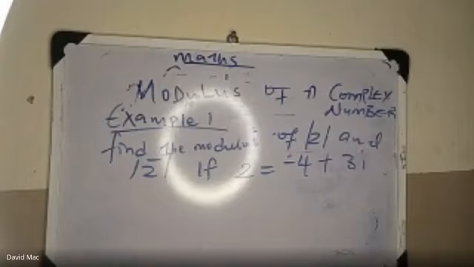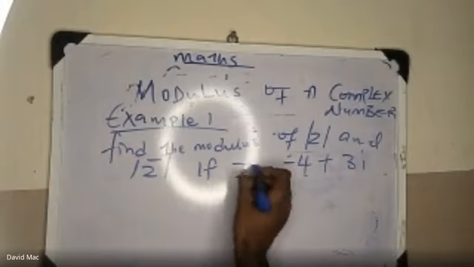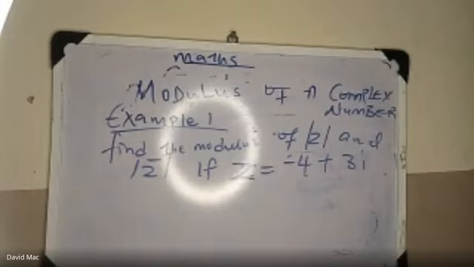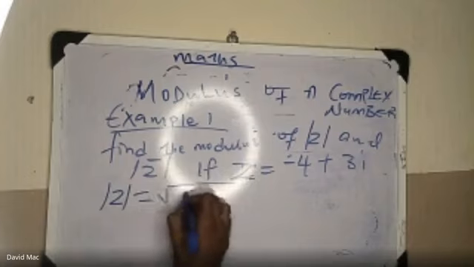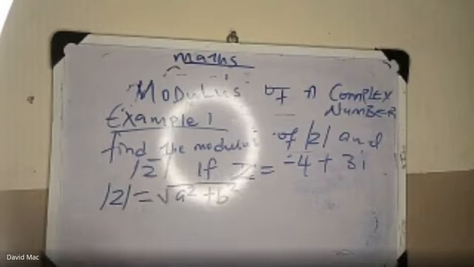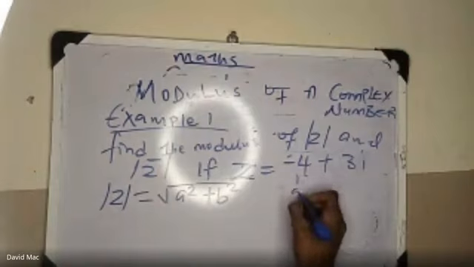They said find the modulus of z and the modulus of the conjugate of z, if z is equal to minus 4 plus 3i. This question is a walkover for you. As long as you know your formula, you are done with this question. What will you do? Remember, what is the formula for modulus? The square root of a squared plus b squared. So where is our a? This is our a. This is our b.